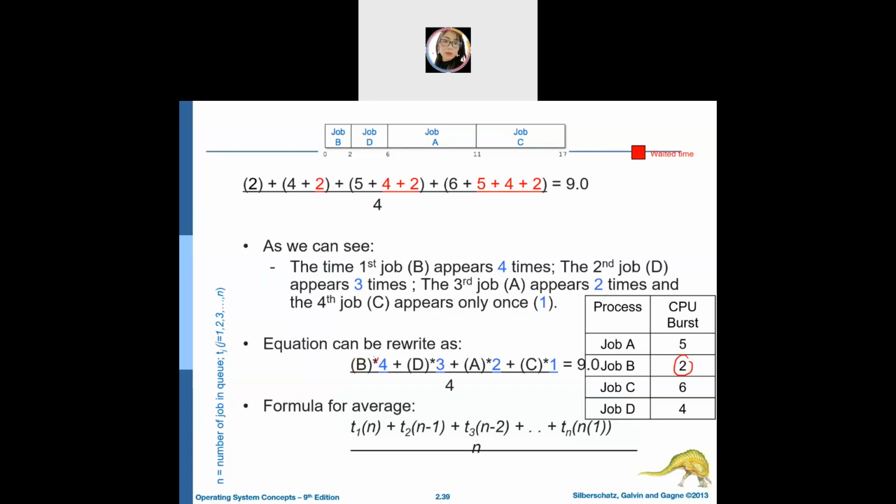Why is it going to multiply with 4? Because there will be 4 times that you need to run job B before you can finish. So this is times 4. After that, job D 3 times, job A 2 times, job C 1 time.